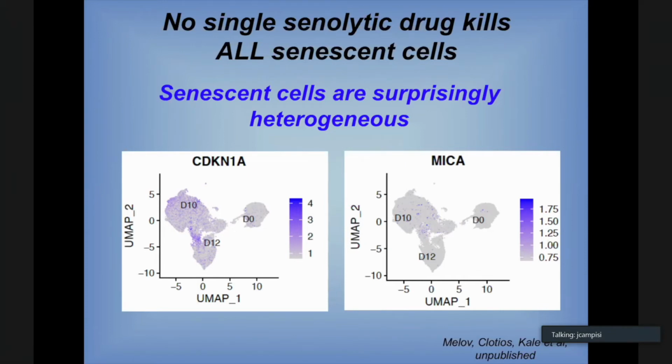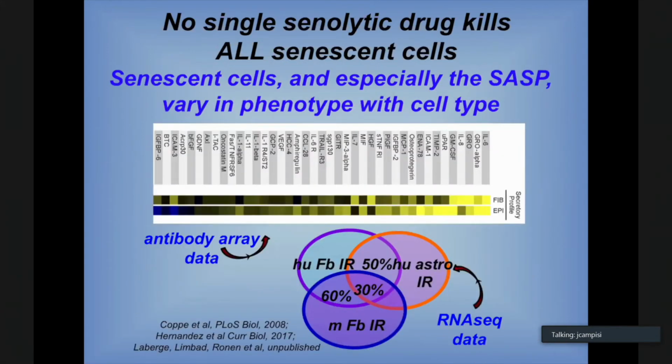So again, we have to get a handle on the heterogeneity, and we have to understand whether some of these cells are good guys or bad guys. We just don't know. This is a big unknown in the field. Of course, the secretory phenotype, but actually many of the phenotypes of senescent cells varies with cell type. So there are no 2 cells that are identical.